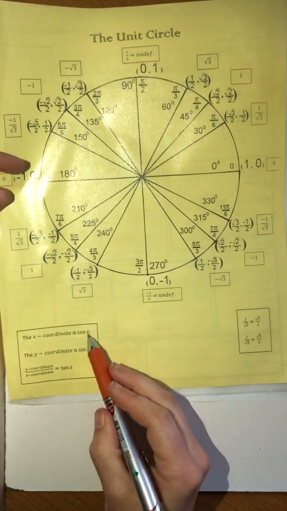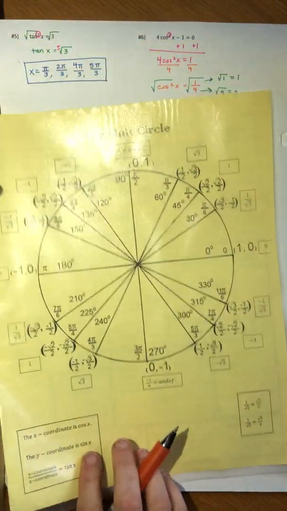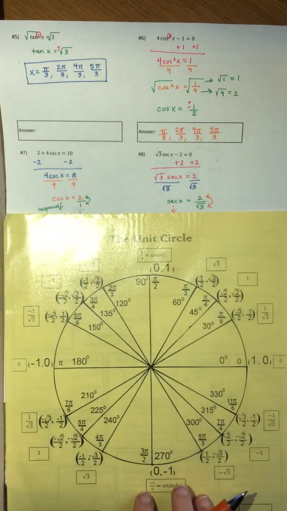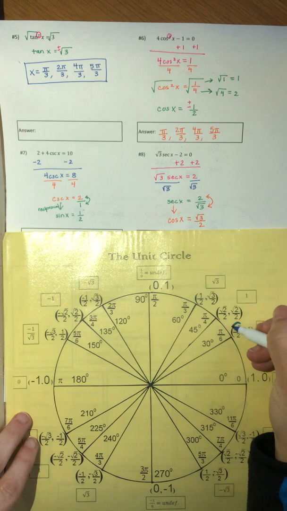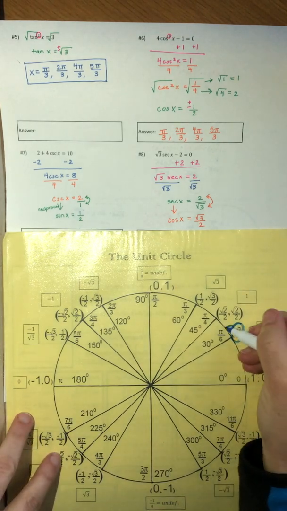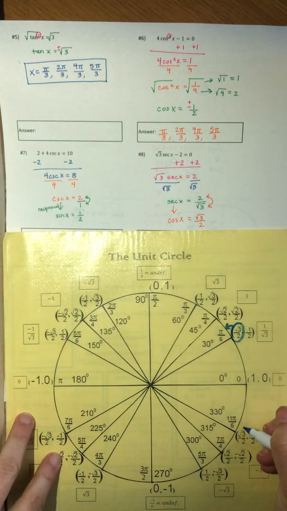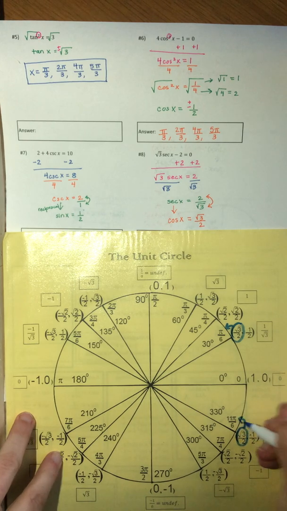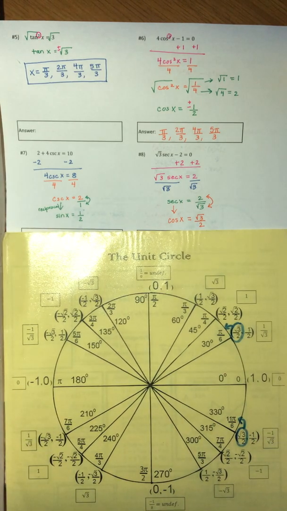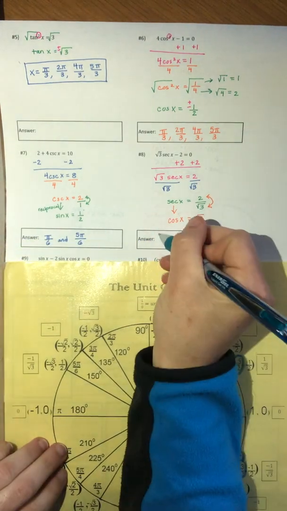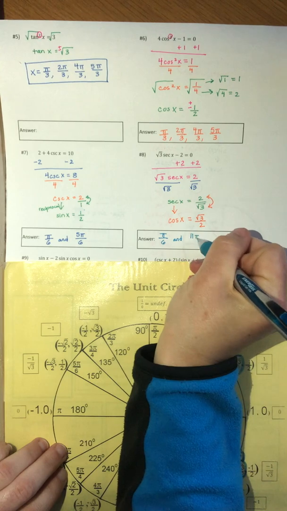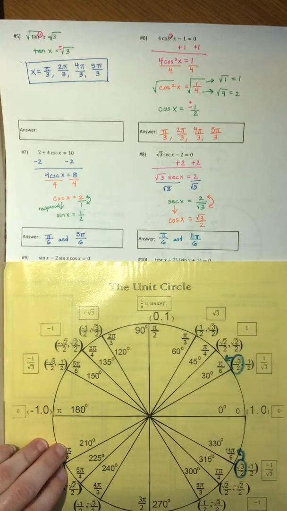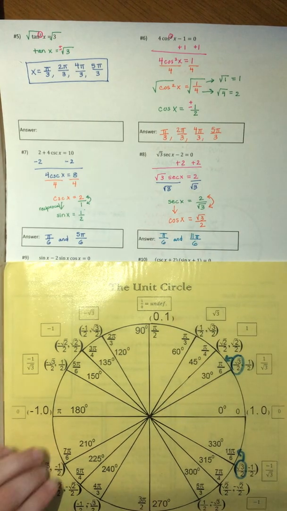Okay, so I need to find where cosine x, which is the x coordinate, where is cosine x equal to square root 3 over 2? So where's the x coordinate square root 3 over 2? That occurs at pi over 6 and 11 pi over 6. Great.